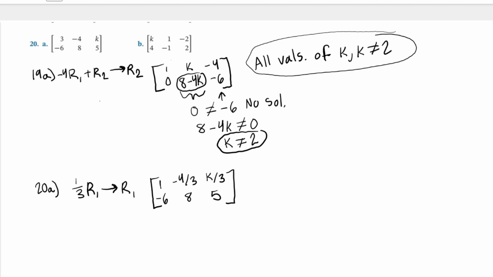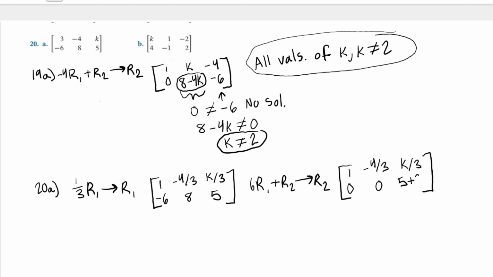Alright, after that, what we want to do is get a 0 in this column below the leading 1. So to make that negative 6 a 0, we can say 6 r1 plus r2 becomes the new r2. Looking at that, our first row is going to stay the same. And in our bottom row here, we're going to get a 0, another 0 here, and then we're going to have 5 plus 2k.